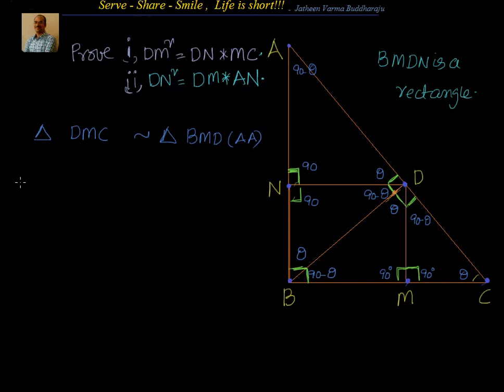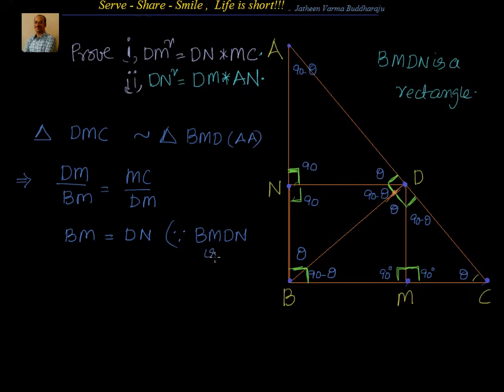So let's try to find out the corresponding sides. So in the proportion they will be, we know that. So can I write down DM by BM is equal to MC by MD. That's nothing but equal to DM. Now what is BM? BM is equal to DN. We know BM equal to DN because BMDN is a rectangle. We have all interior angles are 90 degrees.